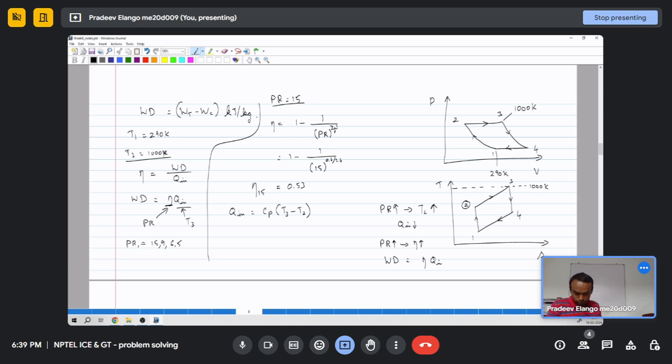So for pressure ratio 15, we can calculate the value of T2. So how do I calculate it? T2 by T1 is pressure ratio power gamma minus 1 by gamma. That is 15 power 0.4 by 1.4, and T2 is equal to 290 into 15 power 0.4 by 1.4. Can you calculate T2? So I would write this as T2 at 15.